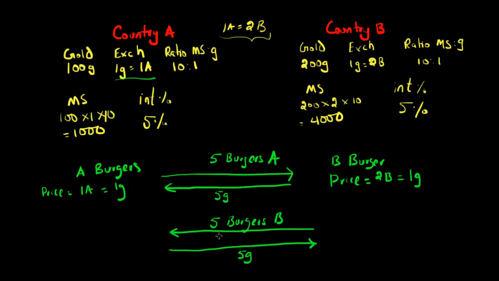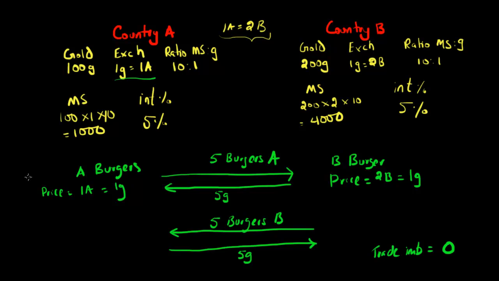So now, as you can see, what this shows is that there's no trade imbalance between the two countries, meaning the amount of gold that's entering country A, 5 grams over here, is the same as the amount of gold that's leaving country A, again 5 grams of gold. So I'm going to write over here that the trade imbalance is equal to 0.